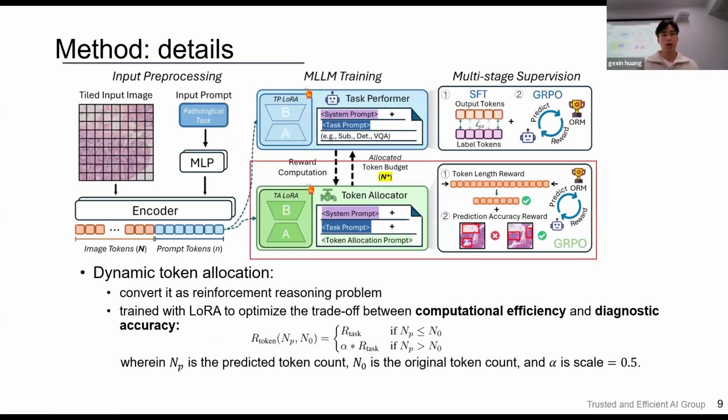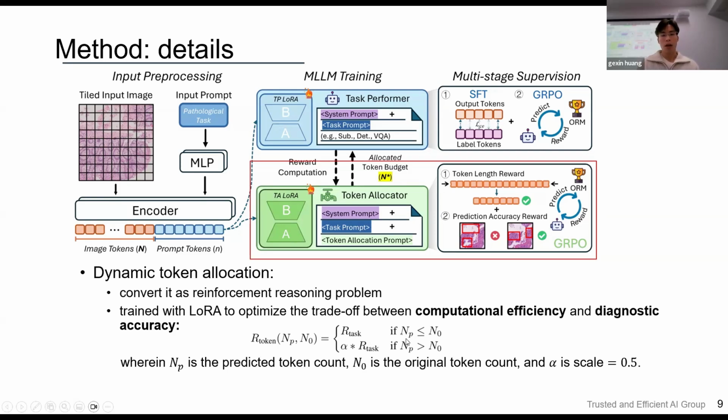Okay, so let's go to the token allocator. This dynamic token allocation converts this paradigm into a reinforcement learning problem. So they train the LoRA to optimize the trade-off between computational efficiency and diagnostic accuracy, which means they design the corresponding reward like this format.